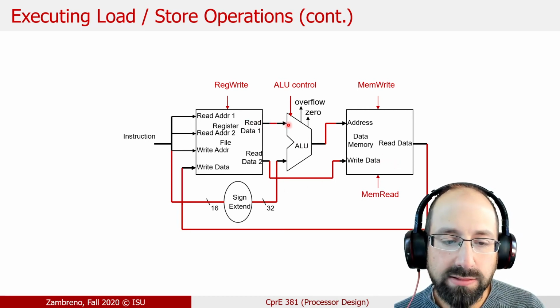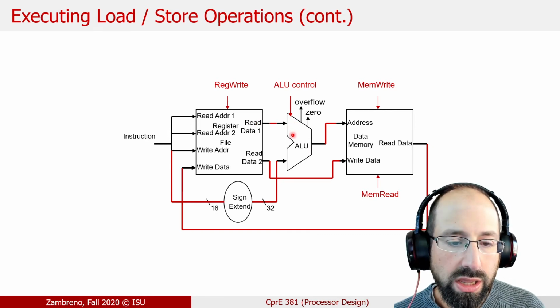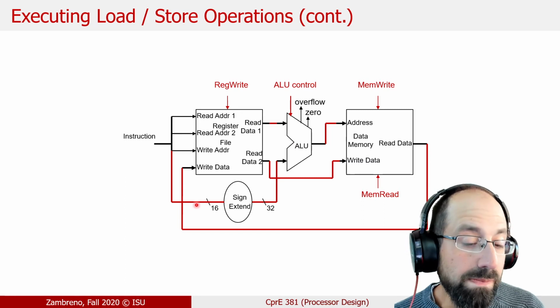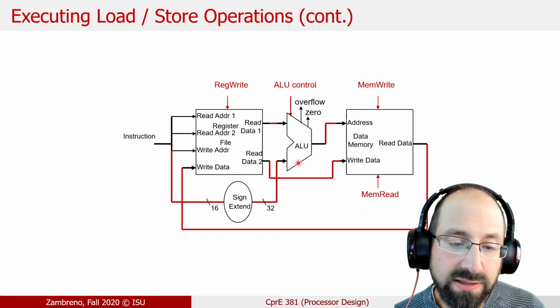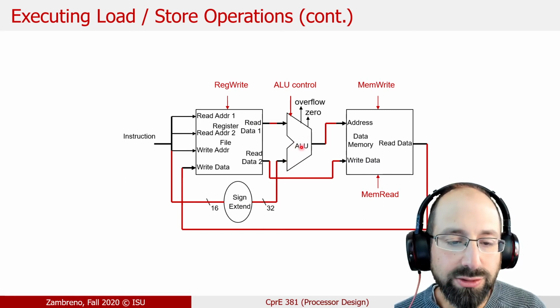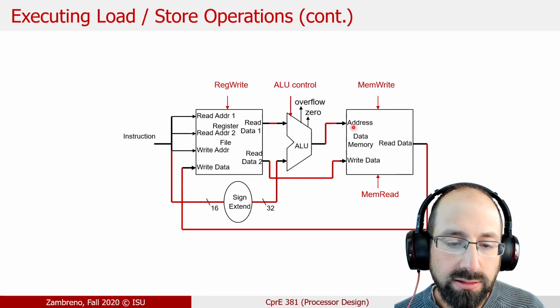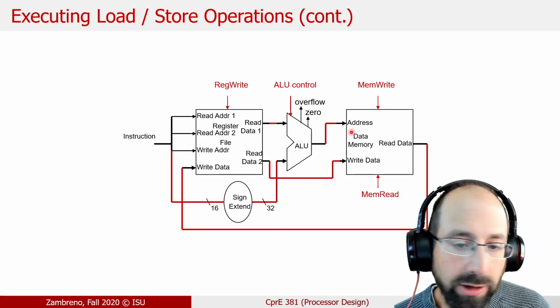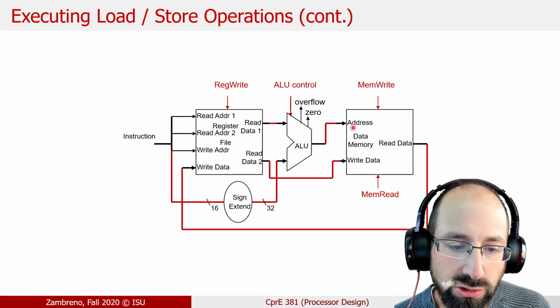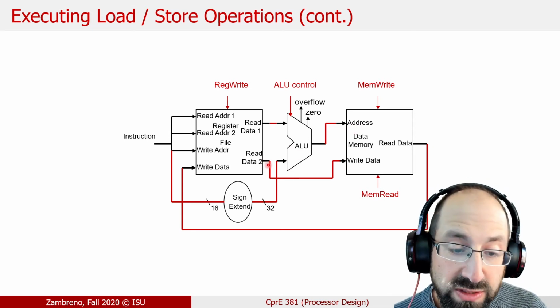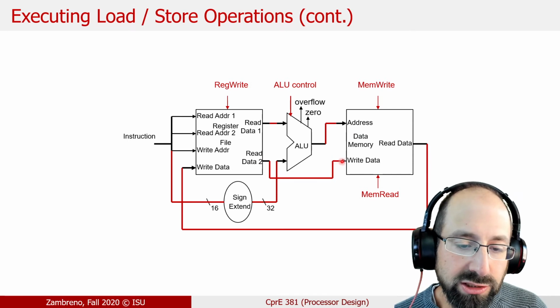Read from the base address as a register, read from our immediate field for our constant offset, do an add, so it's like an add immediate operation. That result is our data memory address, whether it's a read or load or a store instruction. We still use that second read port from the register file.